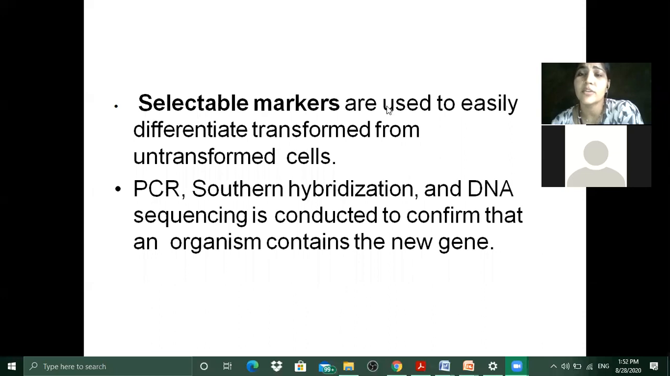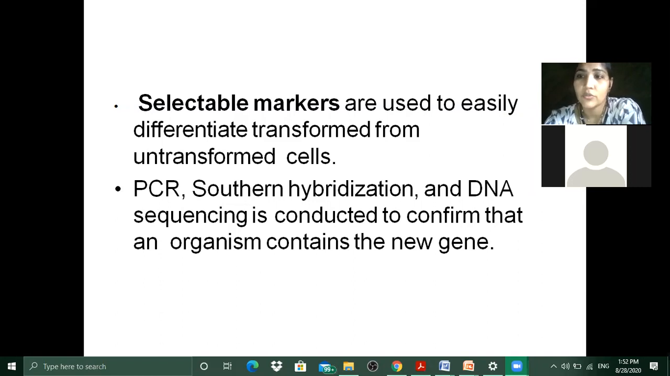Then selectable markers are used to easily differentiate transformed from untransformed cells, that we know very well. And PCR, Southern hybridization, and DNA sequencing are conducted to confirm that an organism contains the new gene. PCR, we all know, is polymerase chain reaction. You can have primers for that particular gene of your interest and multiply that gene with the help of the primers. What PCR and primers are exactly, we will learn in the next semester.